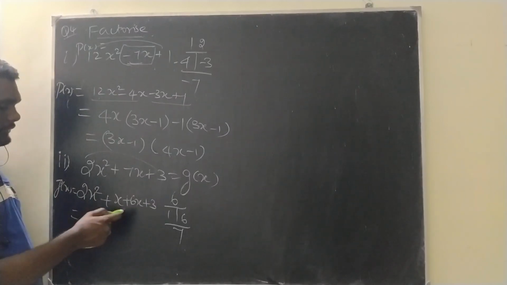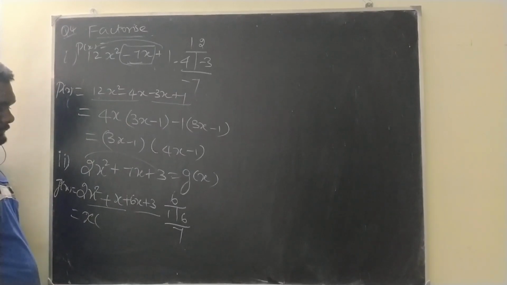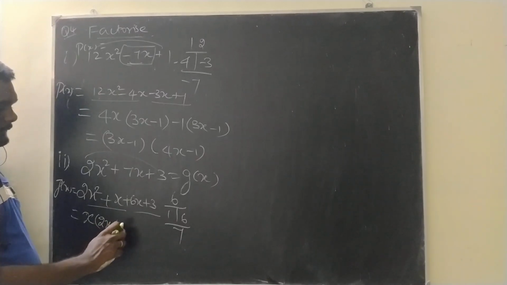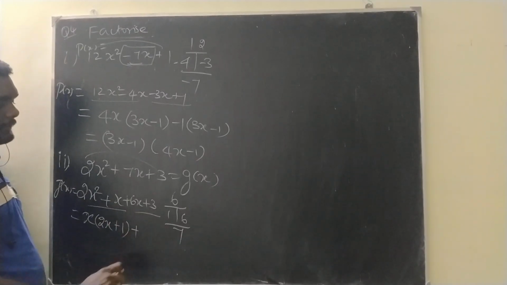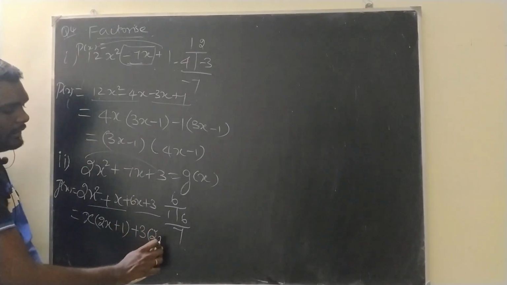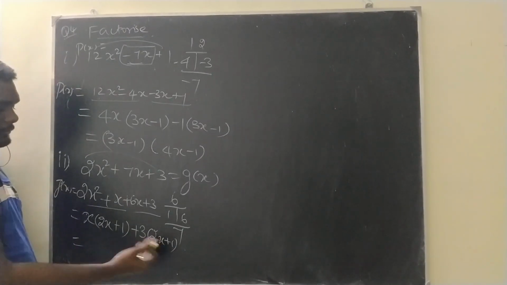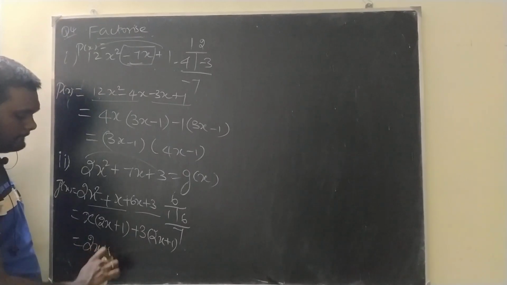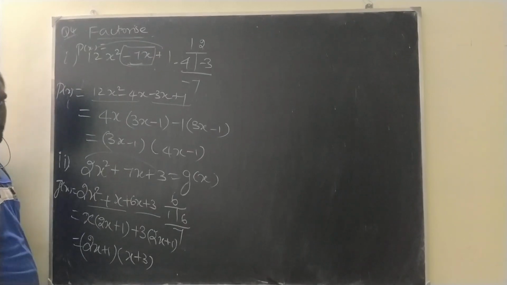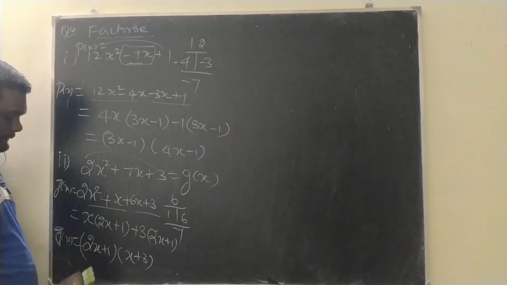So 4 terms are there. Group 2 terms. From the first 2 terms, x only can be taken out. Then we have 2x plus 1. Then from these 2, like 2x we should get, then 3 can be taken out. So here also we get 2x plus 1. Now it will become 2 terms. From these 2 terms, take the common things: 2x plus 1 and x plus 2. That is all. These are the factors of g of x.